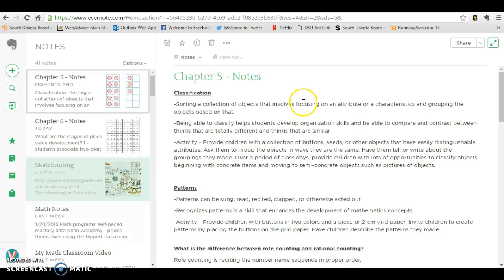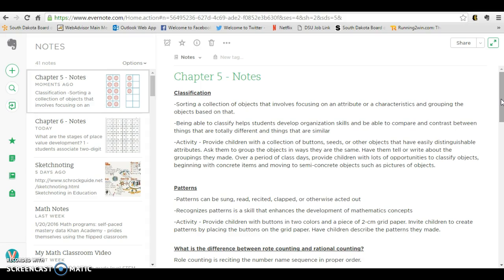Chapter 5 starts with classification, which is sorting a collection of objects that involves focusing on an attribute or a characteristic and grouping the objects based on that.